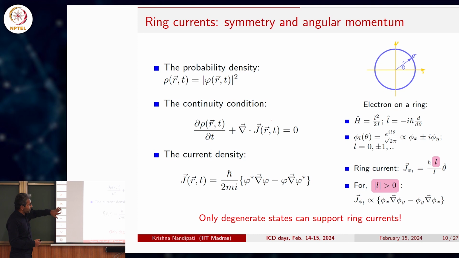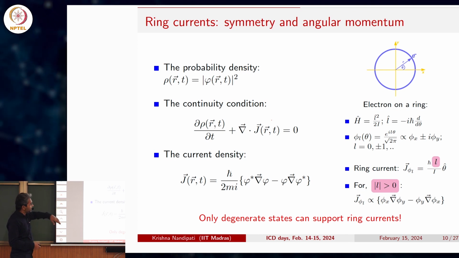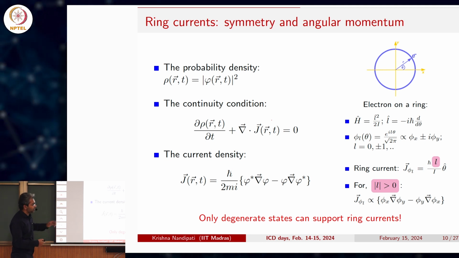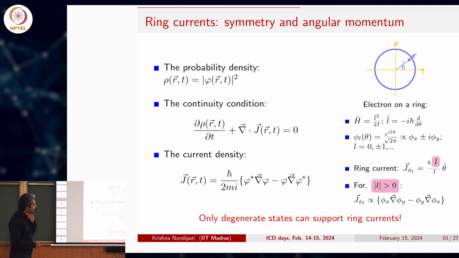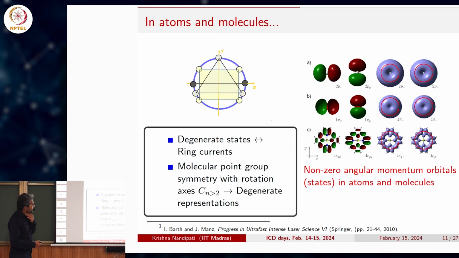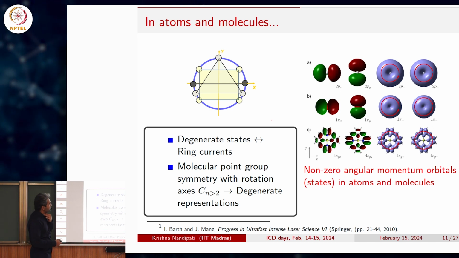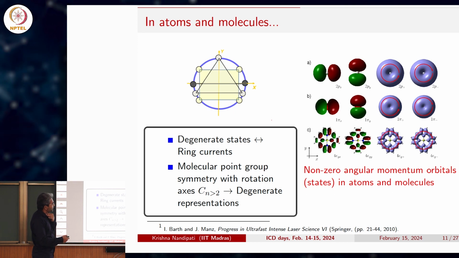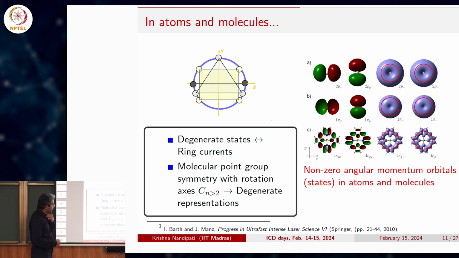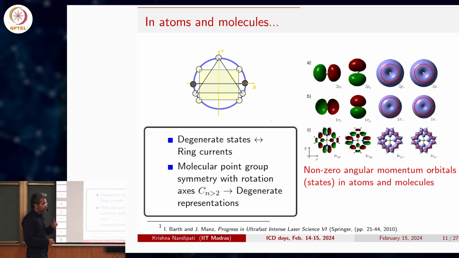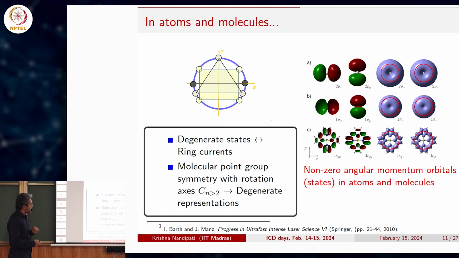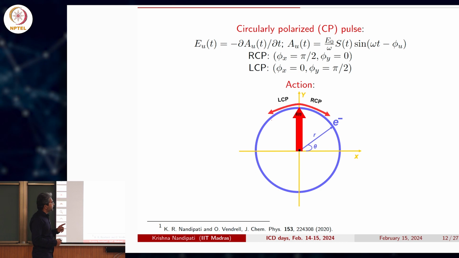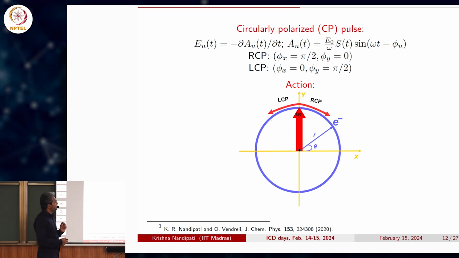So one can simply work out the ring current associated with, let's say, a particle on a ring model. So it's easy, it's trivial to calculate. Given that, in molecules and atoms, you find such doubly degenerate electronic states featuring ring current in one of these directions, when the system follows these symmetry criteria; at least it should have a C3 symmetry axis. And then the way to trigger these ring currents is by applying a so-called circularly polarized laser pulse, and it's defined in this fashion.